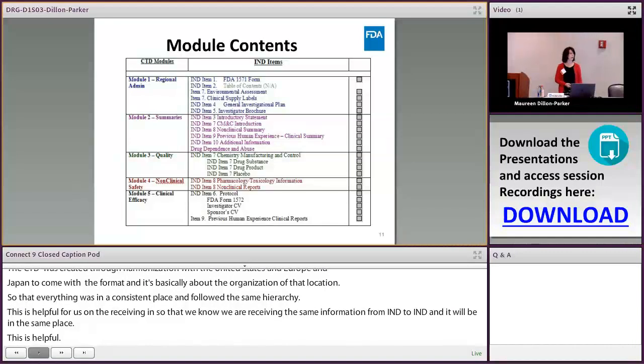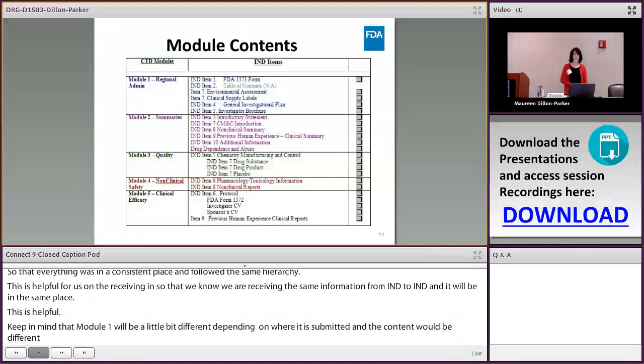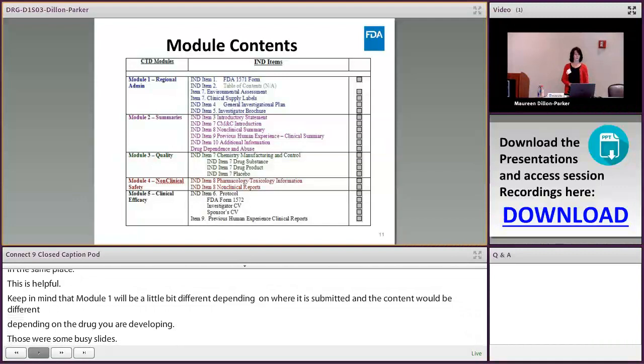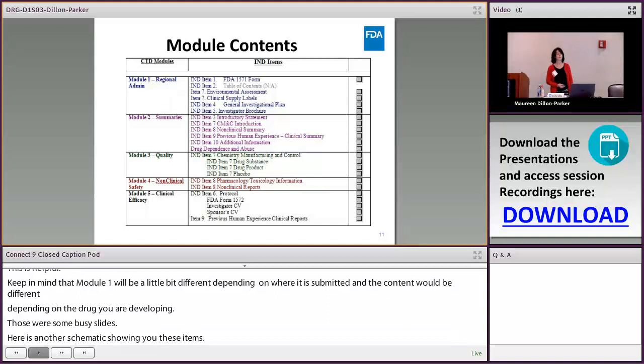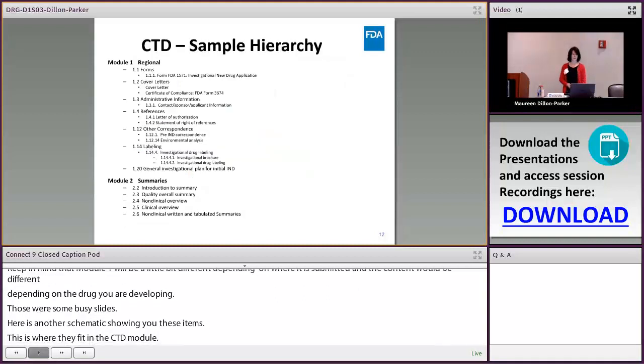So I know that was a couple of busy slides, but here's another schematic which shows you here's your IND items, and this is now where they fit in the CTD module. I'm a visual person, and so I think the visuals are really helpful just to give you an idea of how it all plays out.